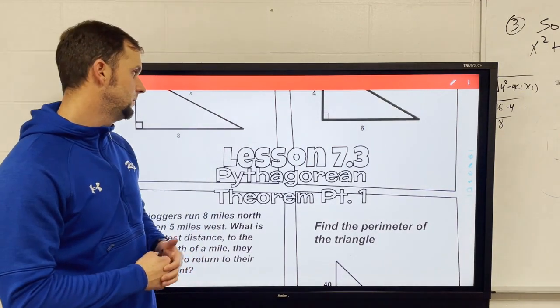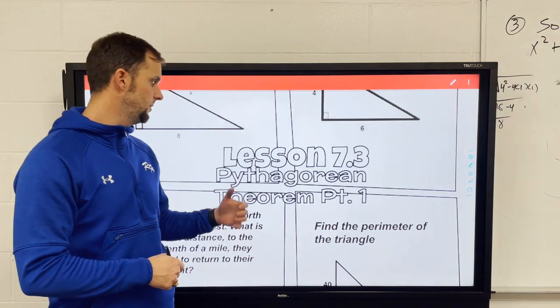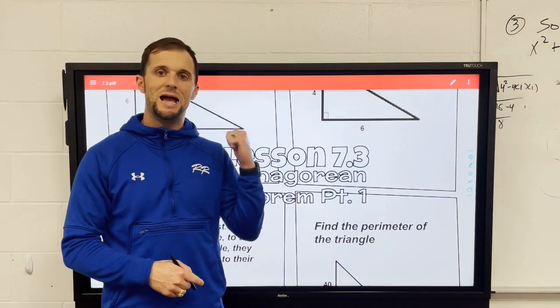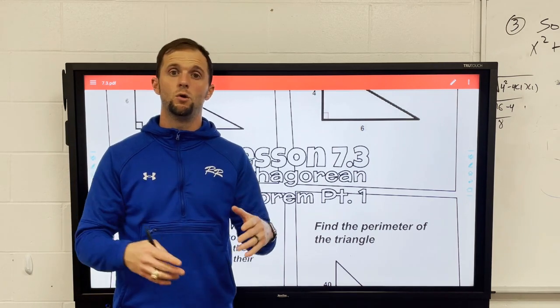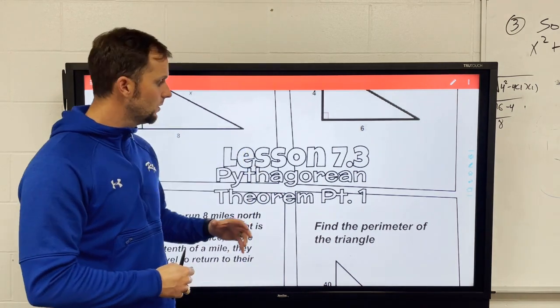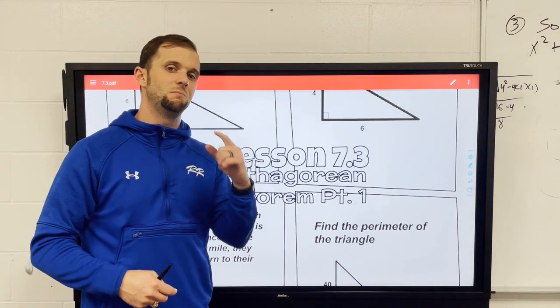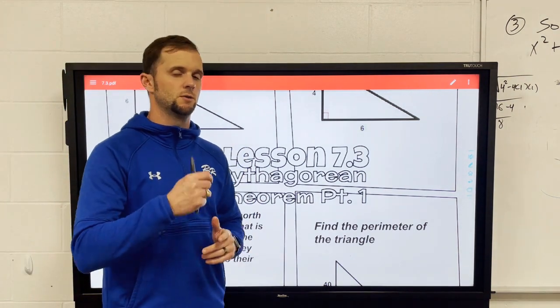So today we are doing 7.3, which is going to be the Pythagorean Theorem Part 1. So in the last lesson, we actually learned first about the Pythagorean Theorem and how to prove it was a right triangle. So today we're going to be using the Pythagorean Theorem to find the missing side of a right triangle. So let's jump into that.